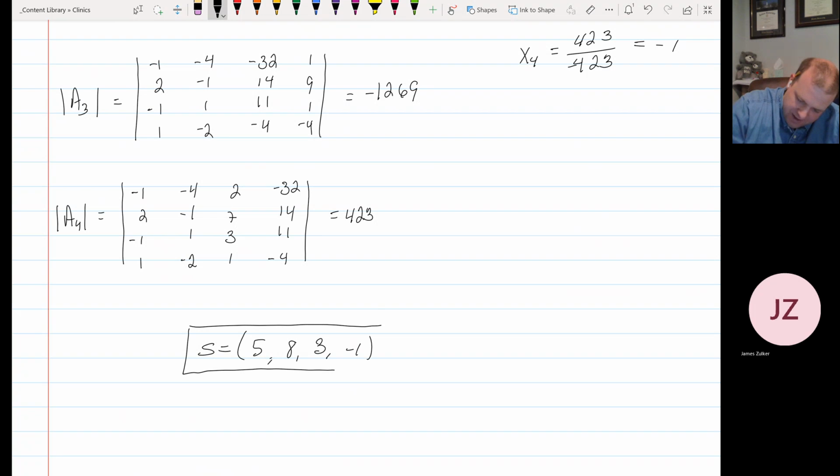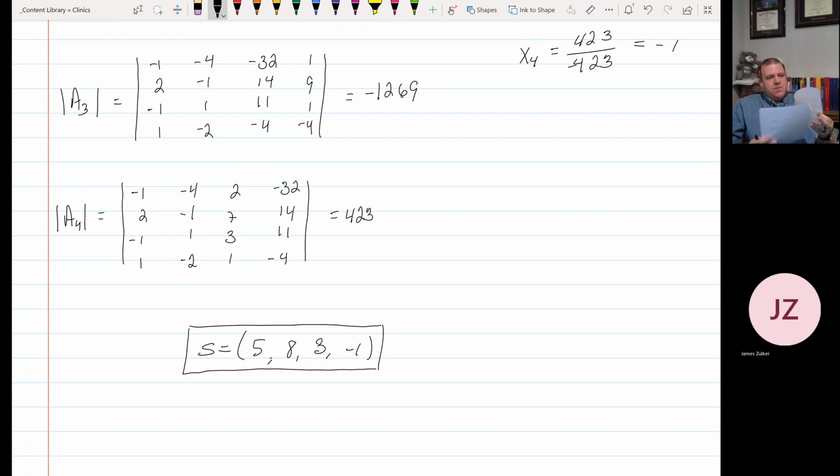This, of course, can be extended to any square system. It's just a natural extension. For 5 by 5, you're going to calculate the determinant of A, and then determinants of A1, A2, A3, A4, A5, and then the procedure follows out the same way. Also, it's important to note, and it should be pretty obvious, that if the determinant of A is 0, then you can't use Cramer's rule, because you can't divide by 0.